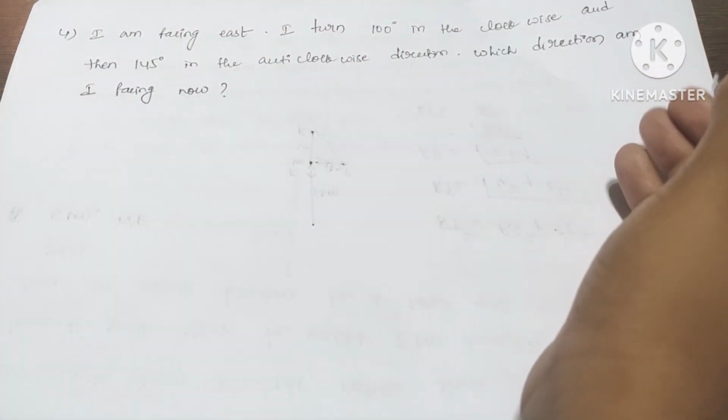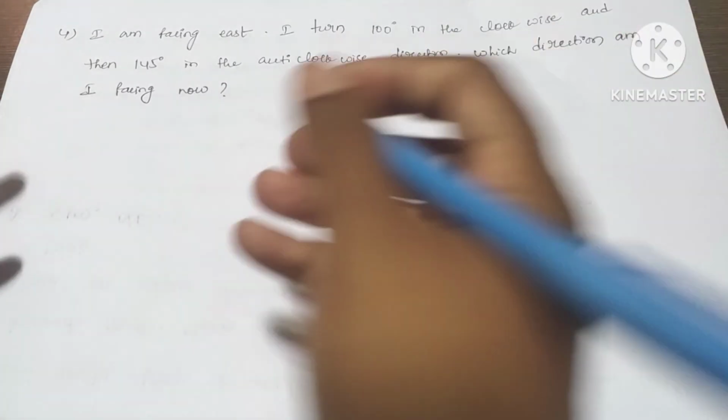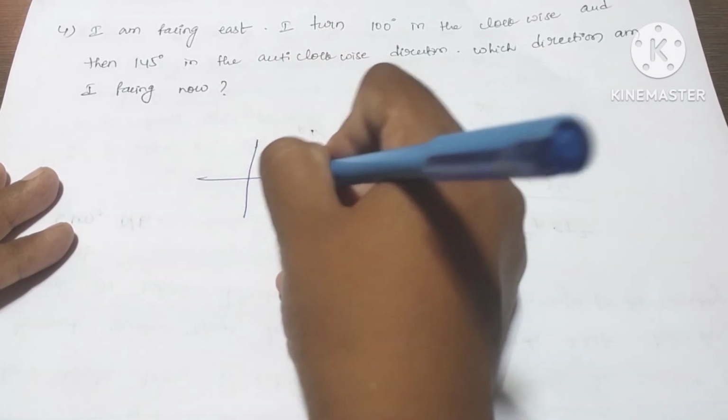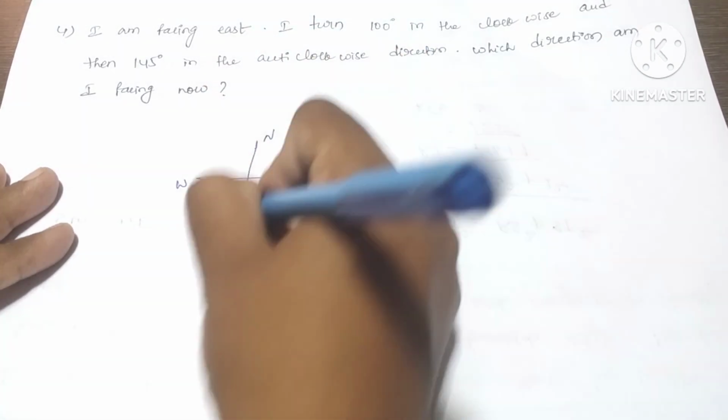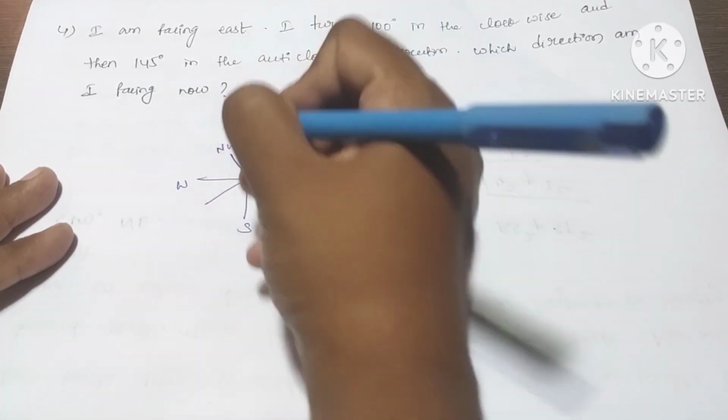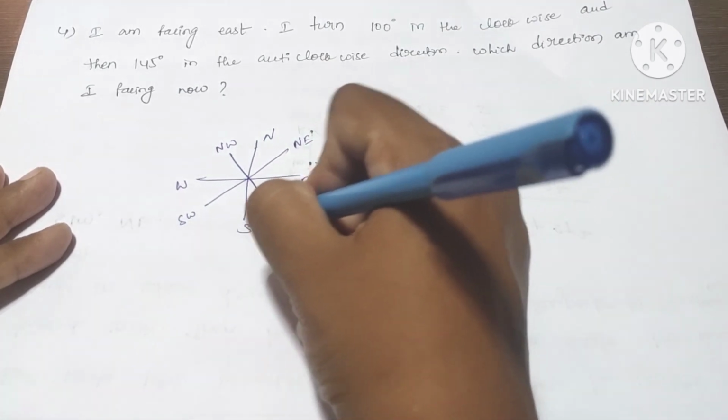Another question. I am facing east. I turn 100 degrees in the clockwise direction and then 145 degrees in the anti-clockwise direction. Which direction am I facing now? I have already told you that whenever we find this type of problem, we have to draw the directions. East, west, north and south, northeast, northwest, southwest and southeast.